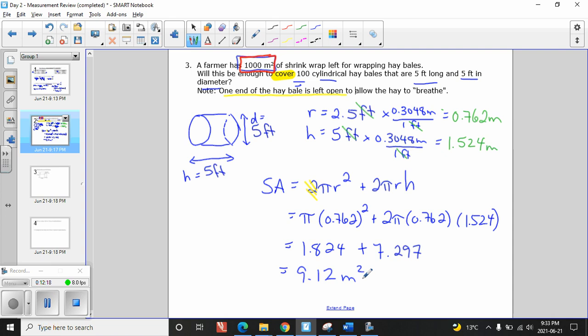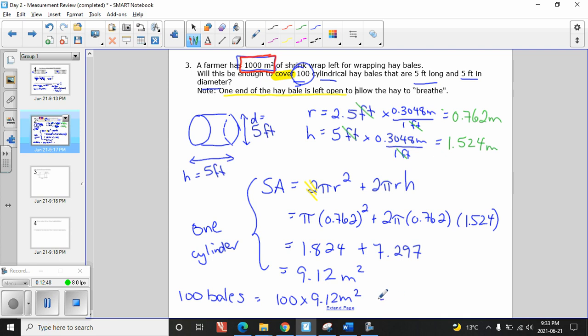We converted from feet to meters. So this is one cylinder that I just found the surface area of. The question asks if we're going to have enough to cover 100 cylinders. So we can just scale this up. We can say 100 bales will equal 100 times 9.12, which is 912 meters squared.